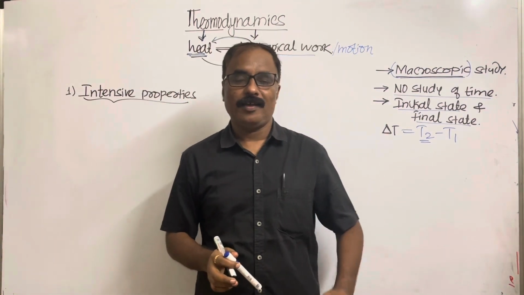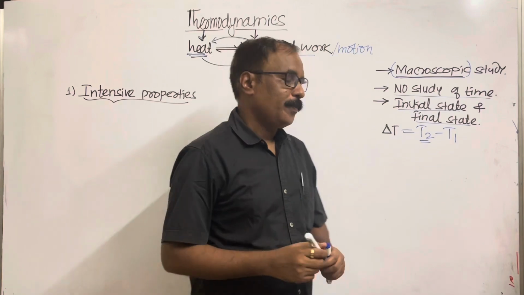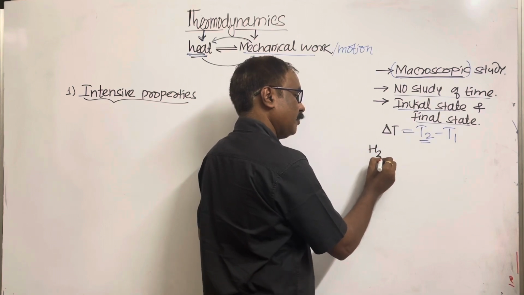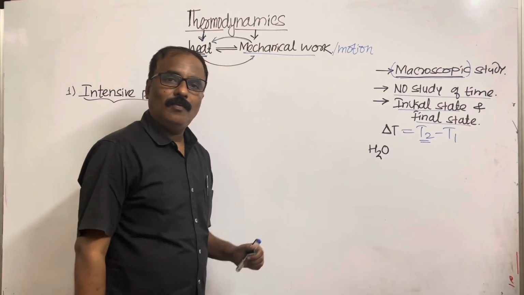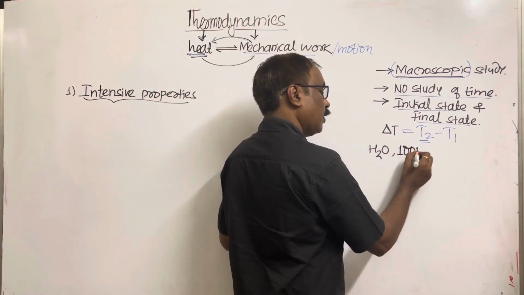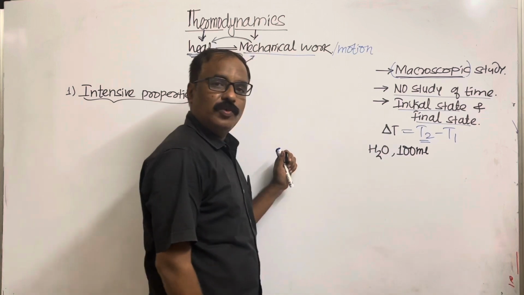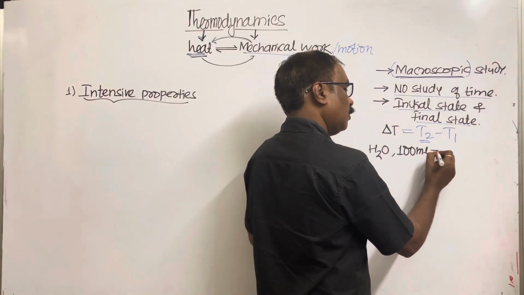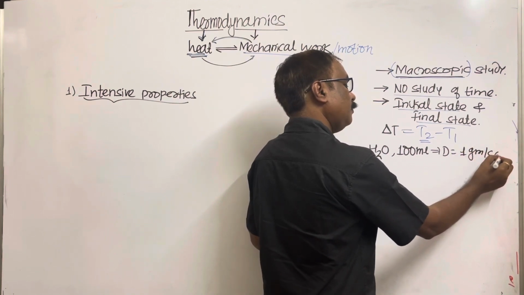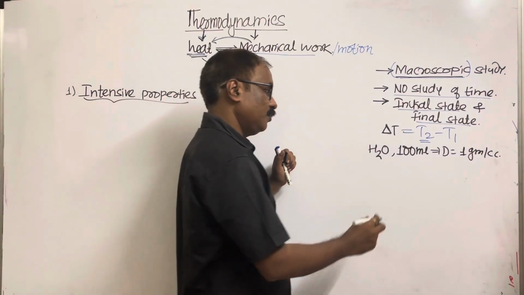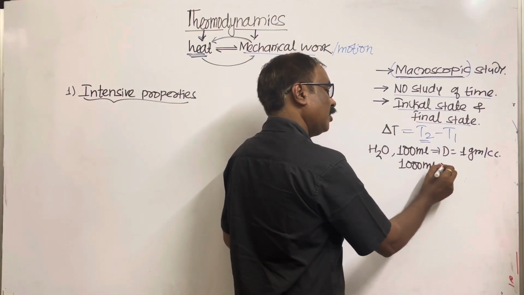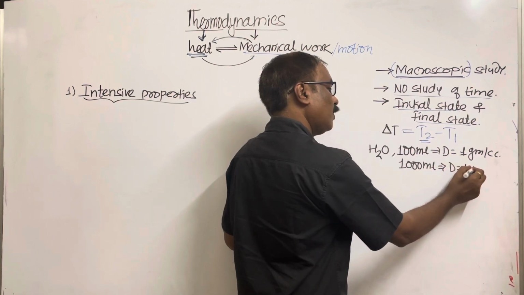What are intensive properties? To explain this, suppose I want to find out the density of water. I have taken water. What is the density of water? Suppose I have taken 100 ml water. So the density of 100 ml water is what? Density is equal to 1 gram per cc. Suppose I took 1 litre of water, then what will be the density of this 1 litre of water? That is exactly 1 gram per cc.